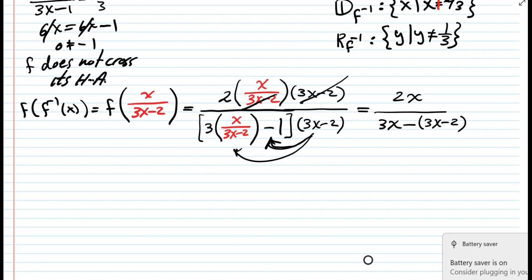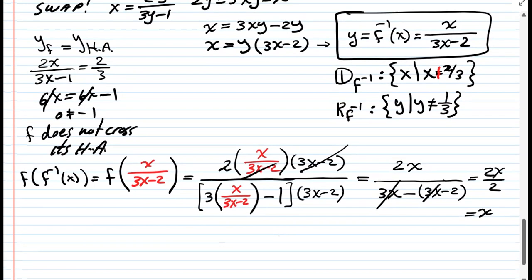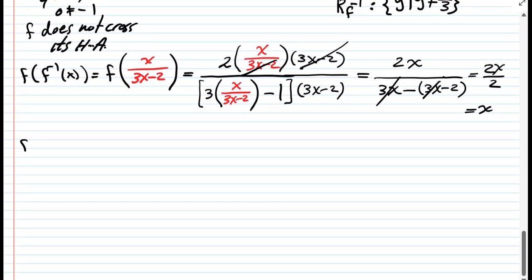Let's do the following. I'm going to remove the arrows here. Let's simplify this one. Now 3x minus 3x, those cross out. Negative negative is positive 2, so this is 2x over 2, which is x. And there we just showed the composition is x. So that means our inverse function is the correct function. We found it correctly.